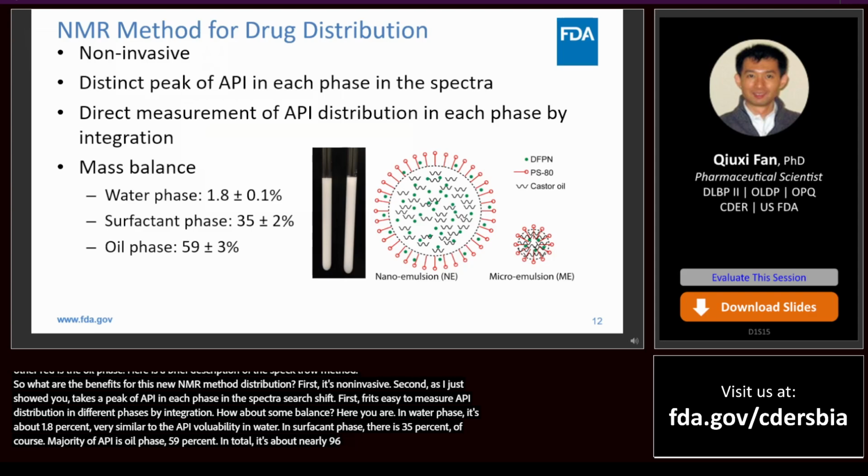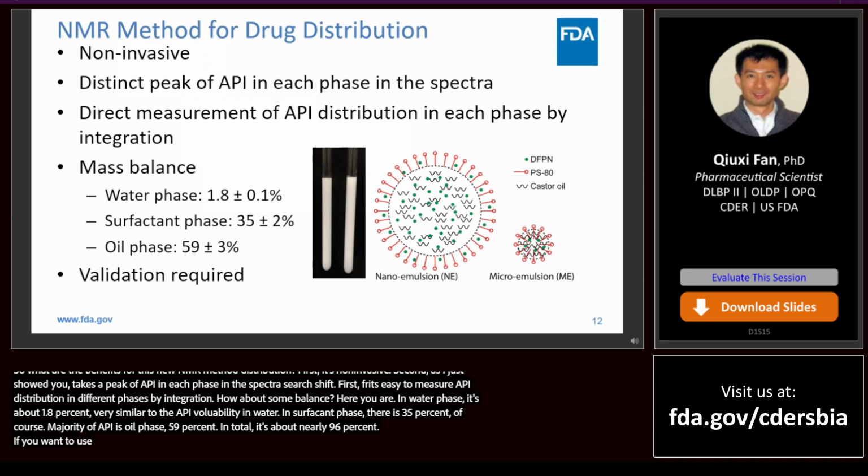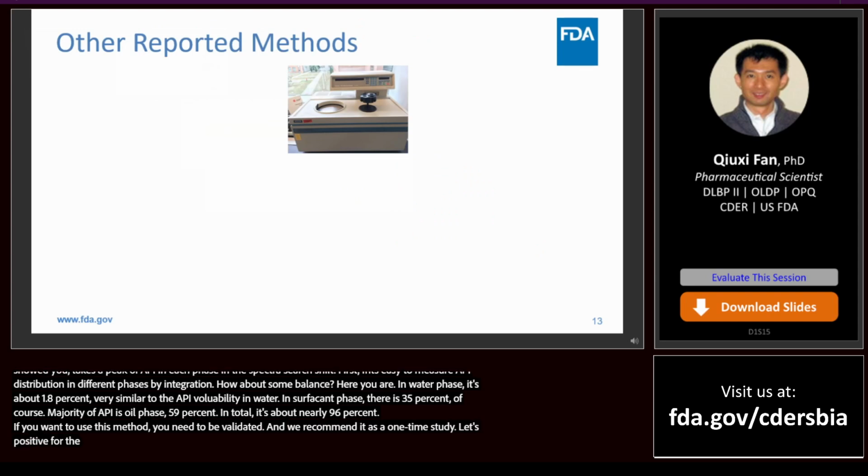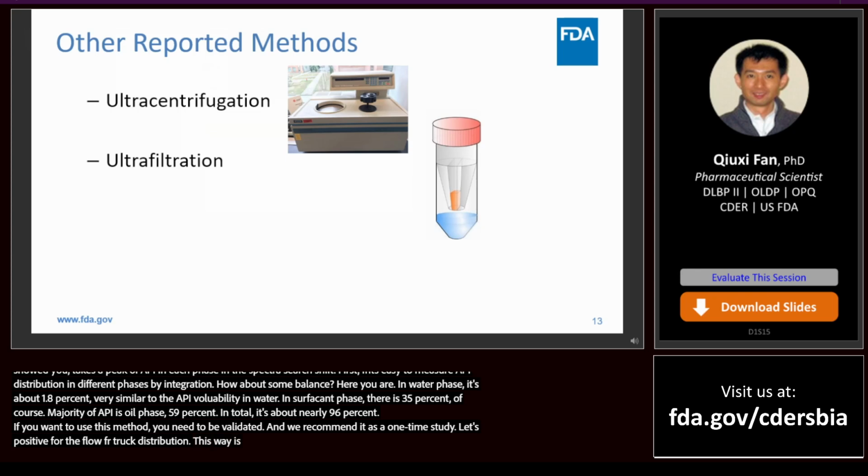If you want to use this method, it needs to be validated, and we recommend it as a one-time study. What about the other methods for the drug distribution? Here you can see this one is the ultracentrifugation, and this is the ultrafiltration. Also, the third one will be dialysis.